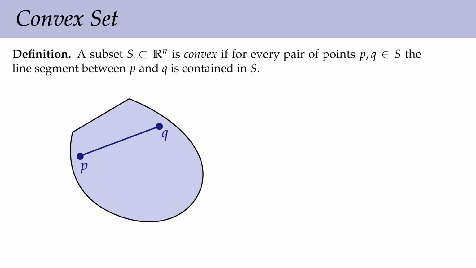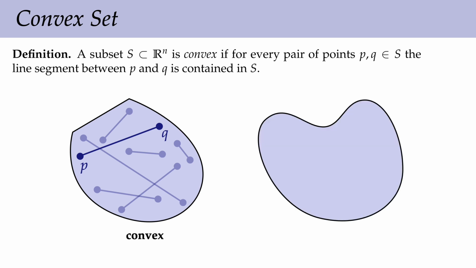Okay, this single line segment alone does not tell us that the set is convex. But if we go ahead and try this same experiment for all pairs of points in this particular shape, we will find that this shape happens to be convex. Okay, how about this shape? Well, not so much. It's pretty easy to see that you can find a couple of points, P and Q, where the straight line segment between them actually leaves the set. So this one is definitely not convex.